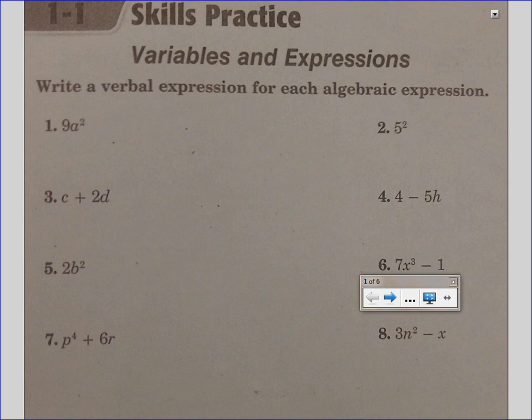So the first one, we have 9a squared. So we could write that as the product of 9 and a squared. Remember, product means multiplication, and when two numbers are next to each other, or a number and a variable in this case, that means multiplication.